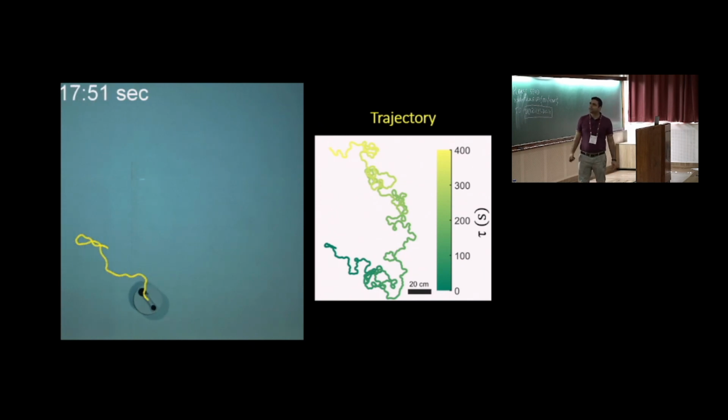Once we do that, this is how a typical ABP motion looks, something out of a textbook essentially. And this is a long time trajectory.